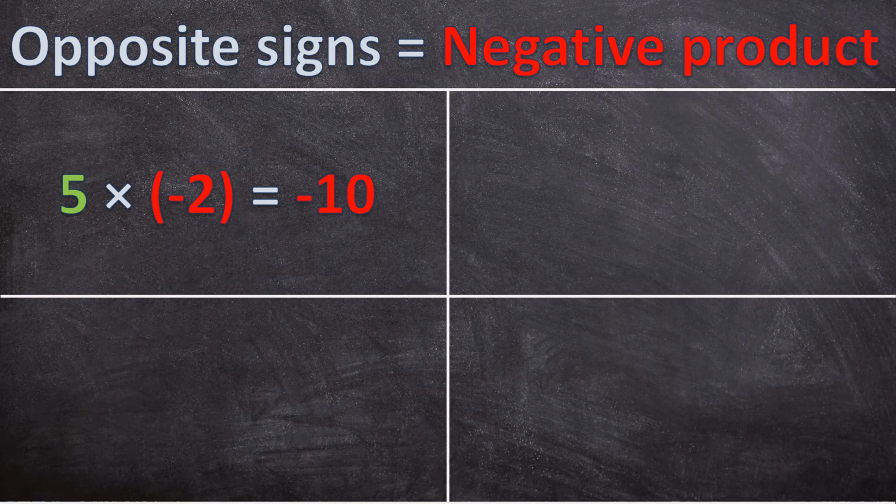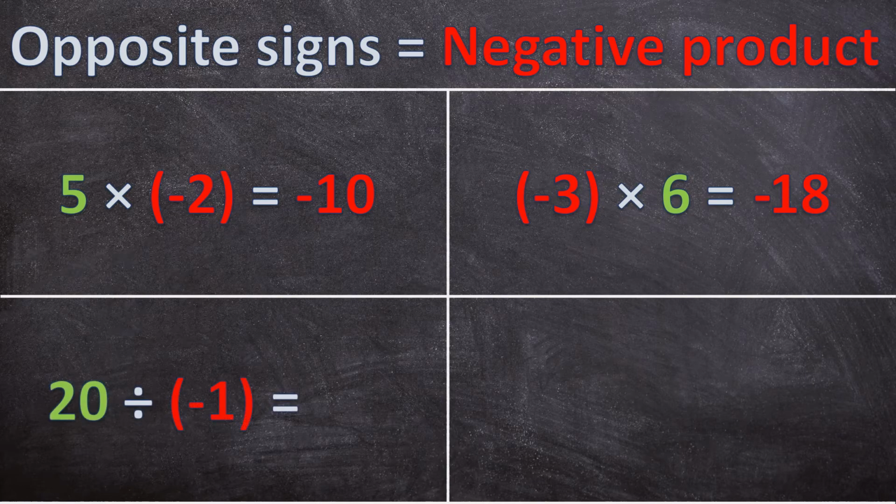Let's look at another one. Negative 3 times 6. A negative times a positive will automatically give me a negative answer. And 3 times 6 is 18. Next example. 20 divided by negative 1. Like we said, multiplication and division has the same rules. So 20, a positive, divided by a negative 1 will give me negative 20.